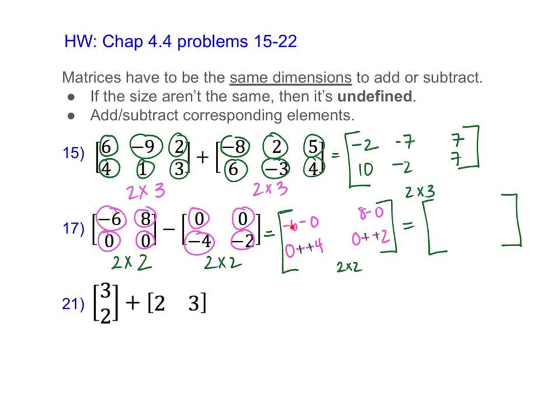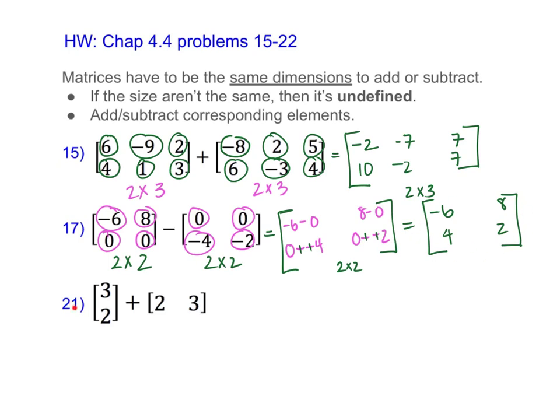But the first one here, negative 6 minus 0, is just negative 6. The second one is just 8. The third one is just 4, and 0 plus 2 is just 2. And there we go. We have our 2 by 2 matrix. So that would be my final answer here.